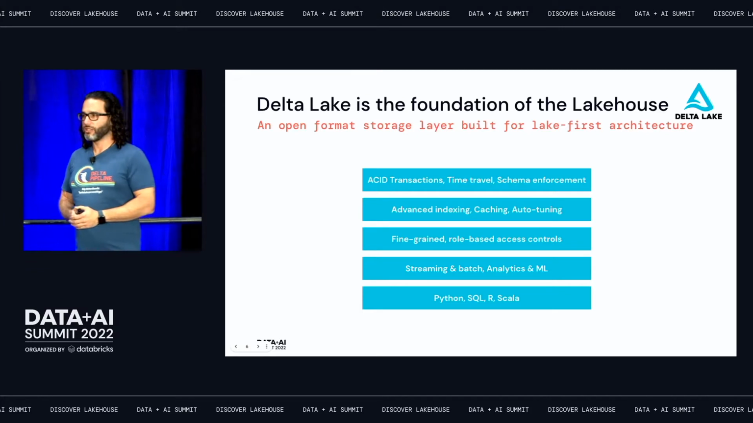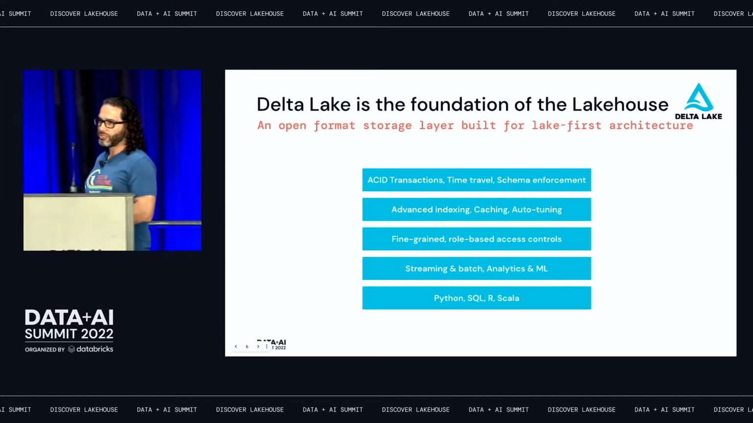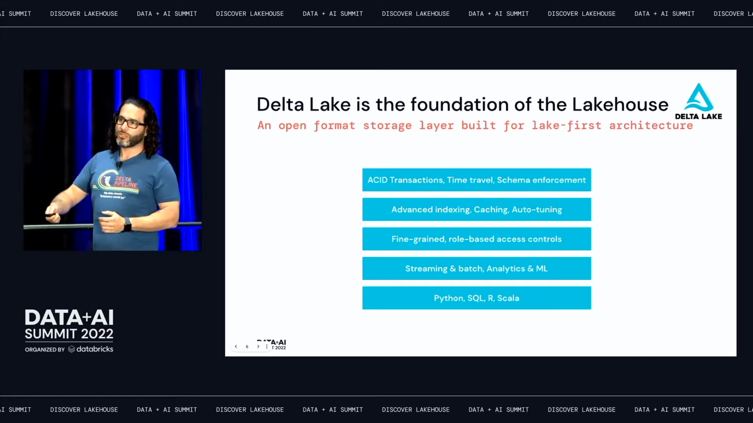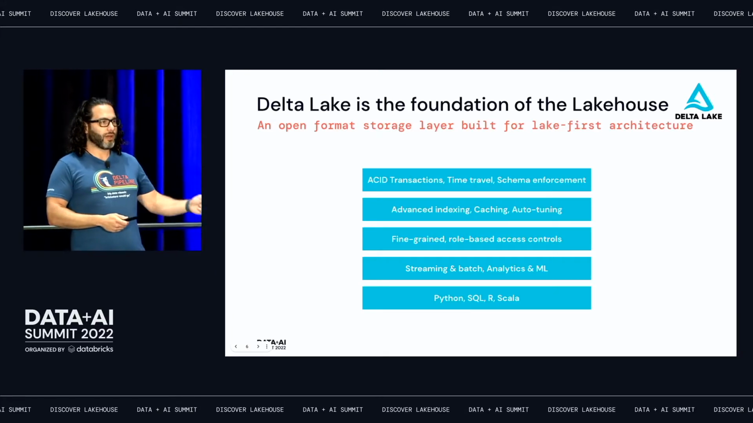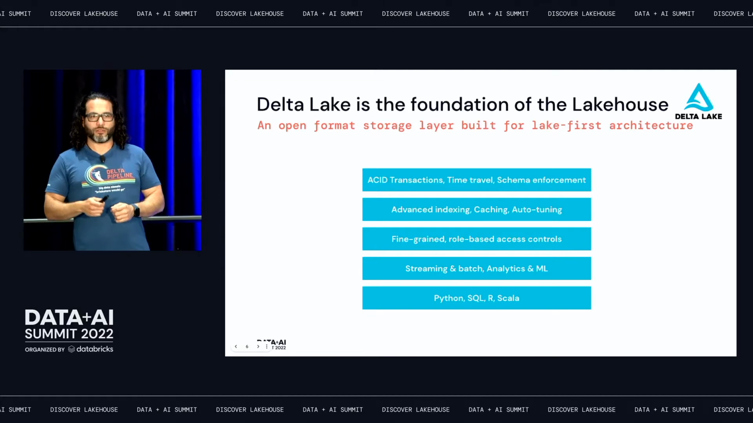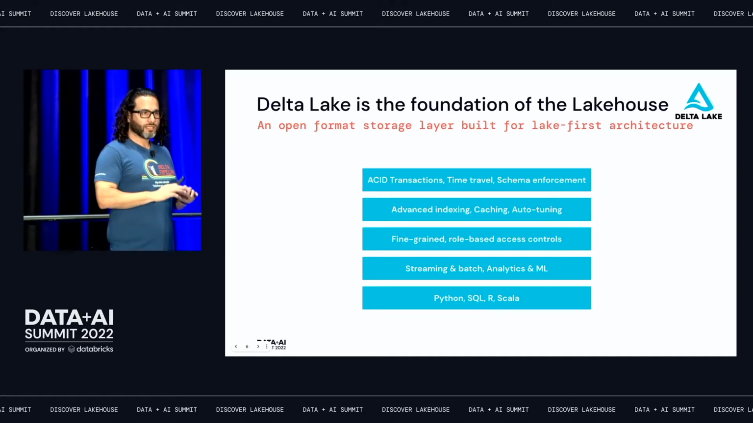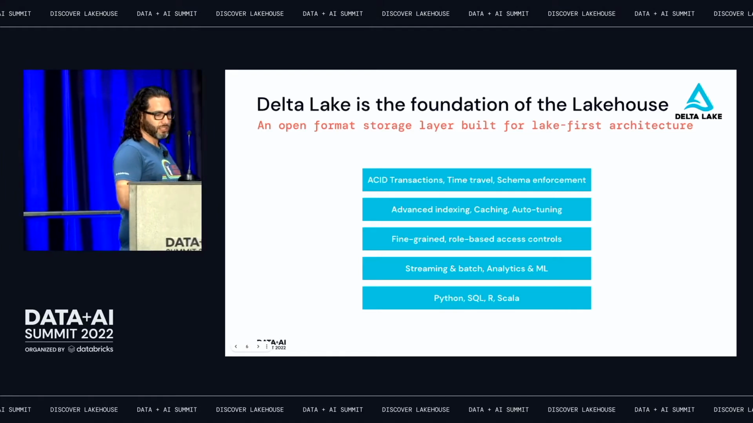Delta is the foundation. And you can use any of the programming languages that we support on Databricks to leverage Delta tables. So if you're a SQL user in Databricks SQL, or if you're a Python user in Notebooks, or if you're a Scala user using your own IDE, submitting jobs to the cluster, Delta is the common denominator. You're all using Delta.